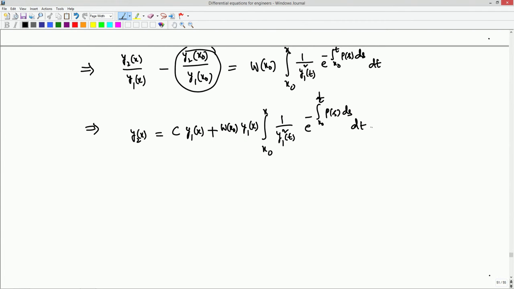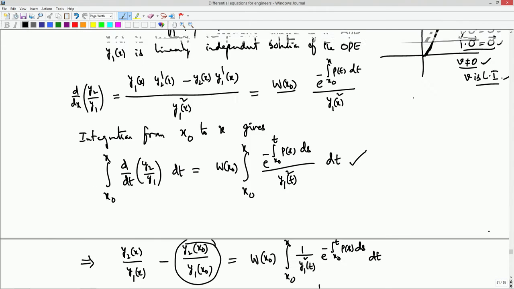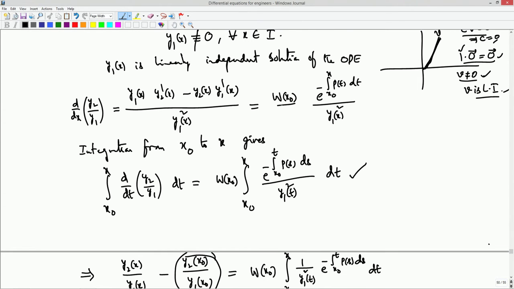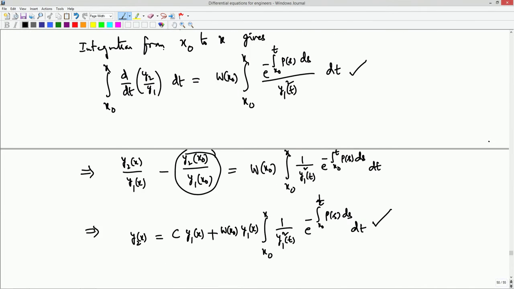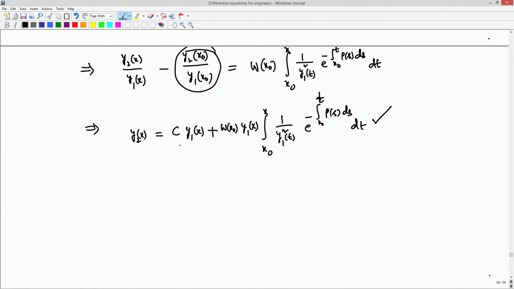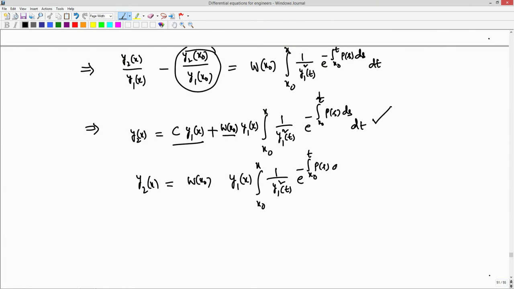So, this is what you get as a solution, the second solution y2. So, I found my y2 as, because y1 and y2 are two linearly independent solutions in your Wronskian, we started with the Wronskian from the Abel's formula. So, what is y2? y2 is actually the second solution. You can easily see y1 is a solution, you can ignore this term because you already know that y1 is a linearly independent solution, and what you are left with as the second solution is this one: w x naught is a constant, w at x naught times y1 x into x naught to x 1 by y1 square of t e power minus integral x naught to t p s ds dt.